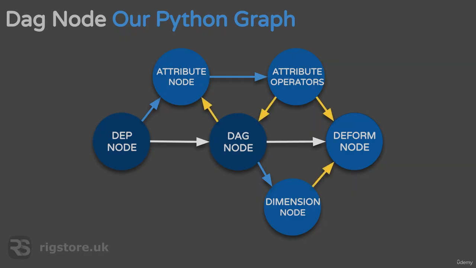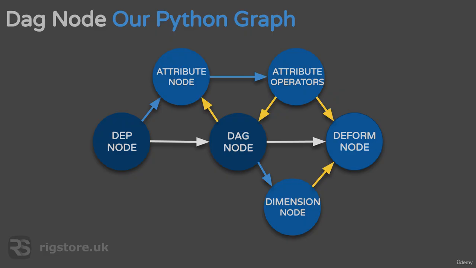If we add some connections, we can essentially see more dependencies or more connections within our Maya nodes from our Python objects. Because within Maya, our deform node will not only gain the DAG node, but it'll gain the dimension information, it'll gain the attribute information, and it'll gain everything from the DAG node and dep node. And it's the same for the DAG node. Although this can't access the deform node, it does access the attribute operators and attribute node from dep node, and then it also gets the dimension node.